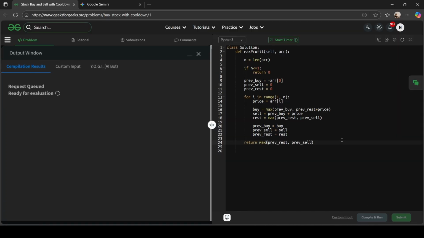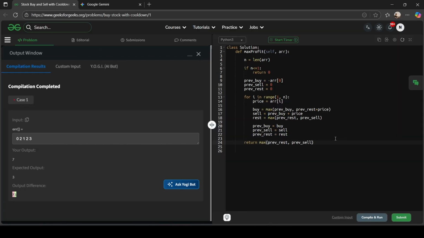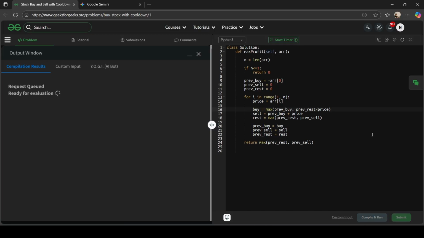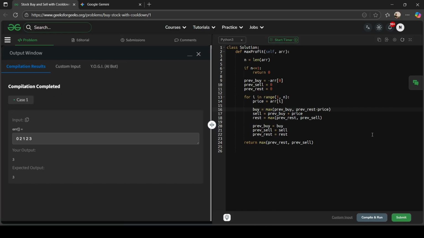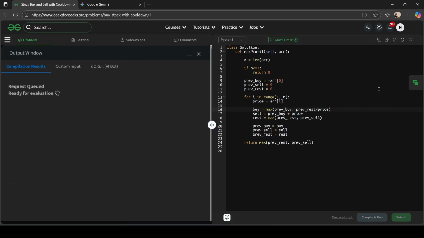Let's see if this works. Let's see, output is 7. Let's see what we blundered here. Okay, it should be minus price because we are buying, right? Not plus. There you go, it works. Let's submit.